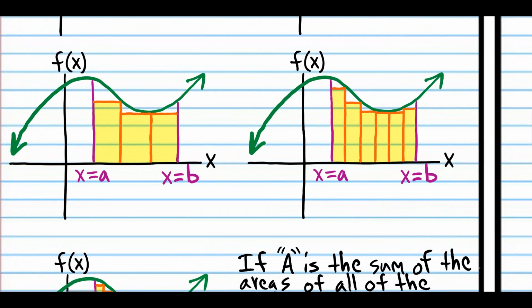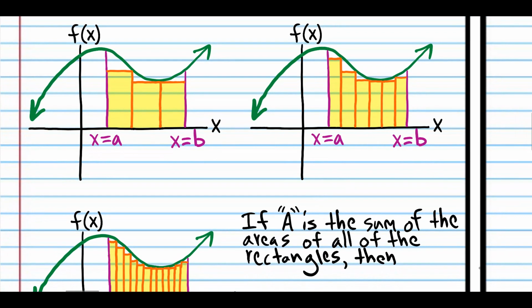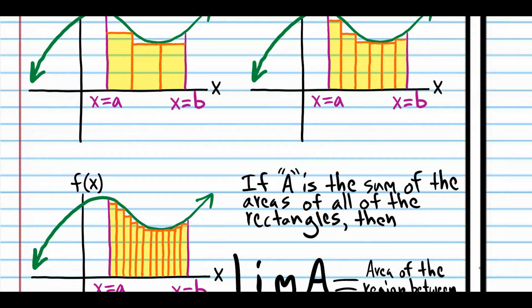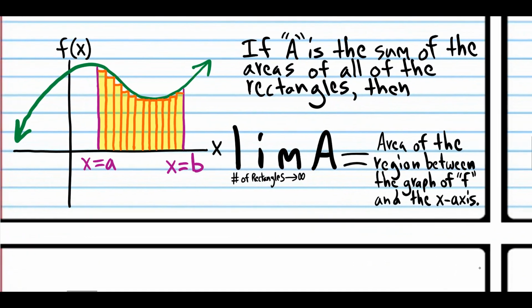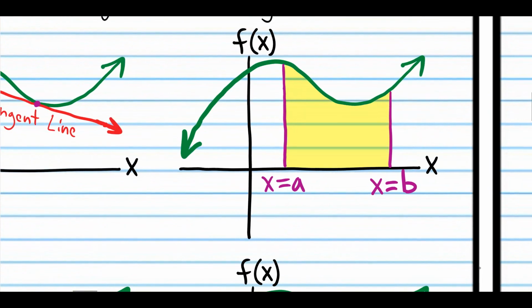So what we do is we use rectangles to estimate the area under the curve, and we find that as we increase the number of rectangles and calculate the sum of the areas of the rectangles, the sum approaches a number, and we call that number a limit because the sum cannot go past that number. And whatever that limit is, we say that that is the exact area of this region here.